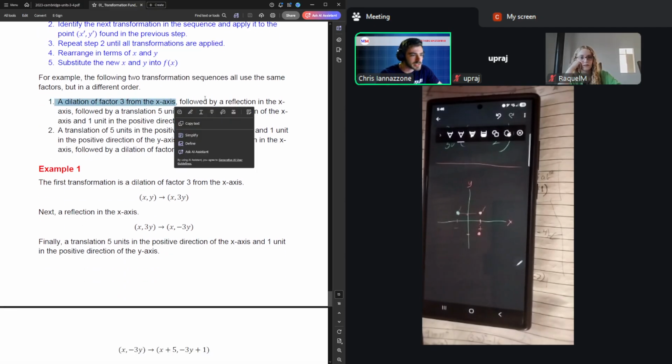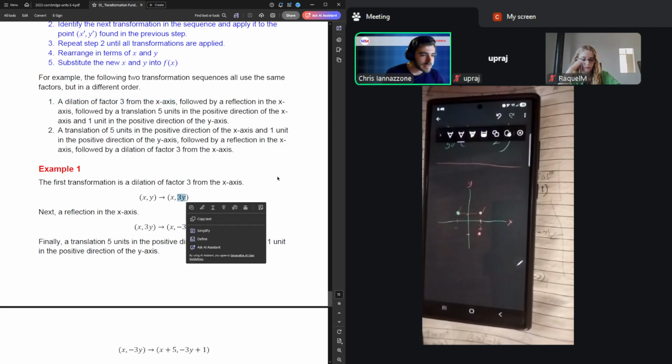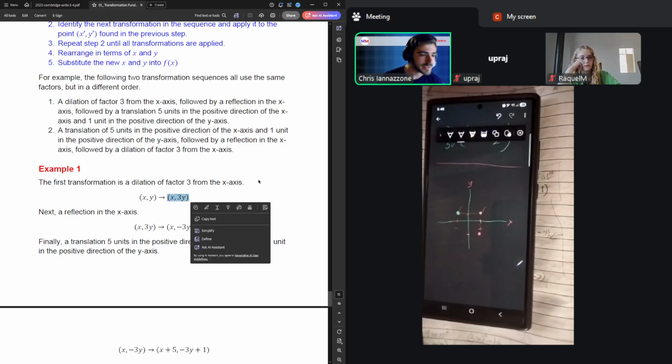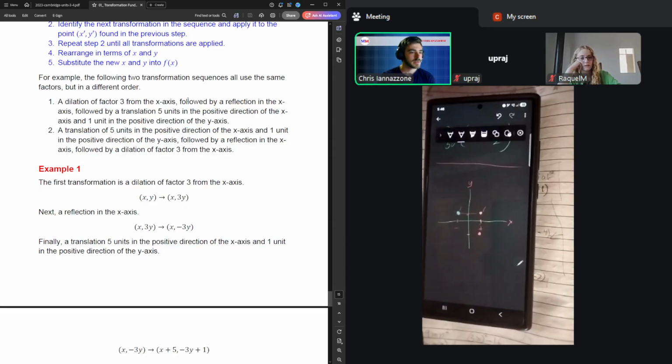Well, we're just going to go one transformation at a time. The first one is a dilate factor of 3 from the x. Now, reminder, from the x means it's going in the y direction, and because it's a dilate, it is a multiplication. So you start with your initial point x, y, and it's now going to become x comma 3y. Dilate factor of 3 has been applied.